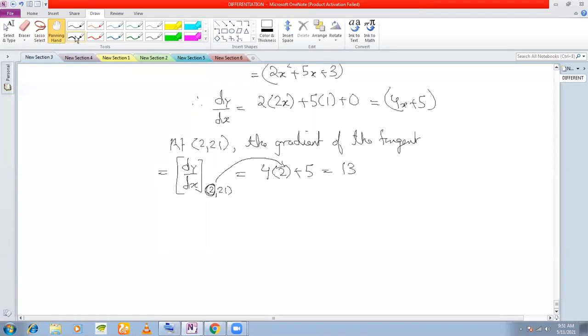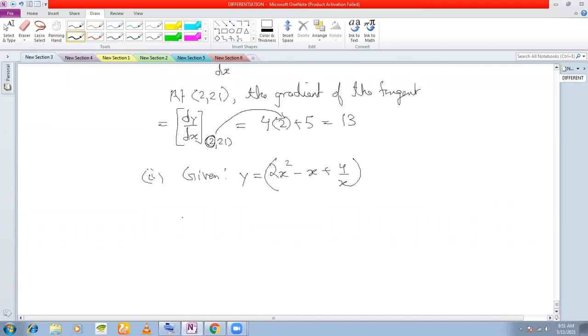Second one. Given y is equal to 2x square minus x plus 4 by x. This is the given equation of the curve. Okay, first find dy dx.